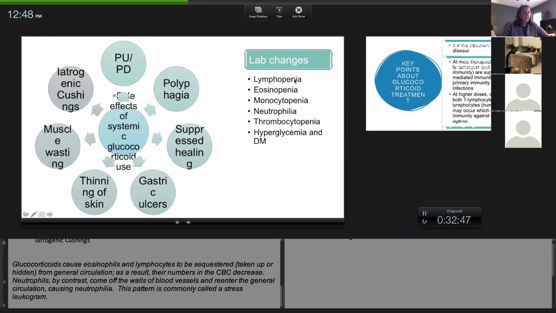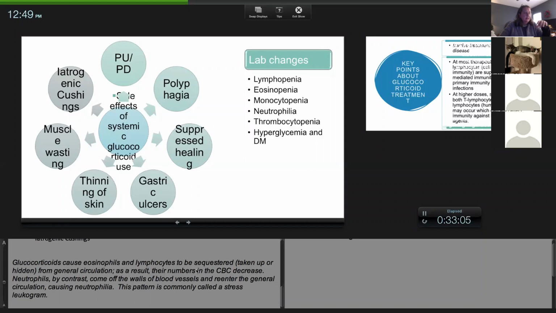On lab work, you can see lymphopenia, eosinopenia, monocytopenia. Those are moderators of the immune system, minimization of those, thrombocytopenia, but you can also see a hyperglycemia. There's a note on here called a stress leukogram. When you look at a leukogram, leuc meaning white, it's the representation of all the numbers of the white blood cells. It gives you an overall white blood cell count, but then it will tell you the individual numbers, and you might see some of this.